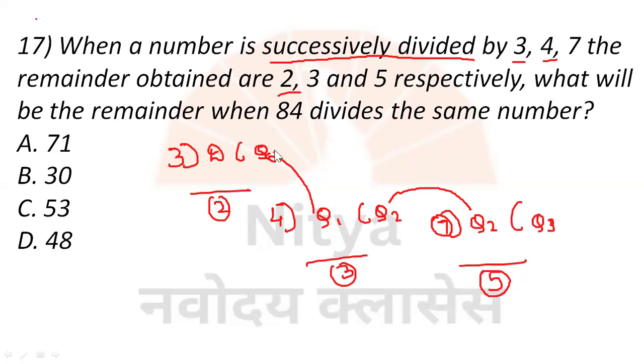It means you take the first division's quotient as the dividend for the second, and similarly the second quotient will be the new dividend. This is called successively divided. Okay, this is the meaning of the question. So we have to find the first dividend. So you know the formula.